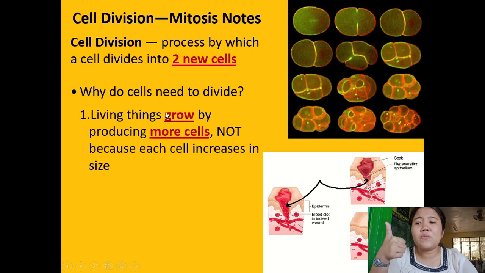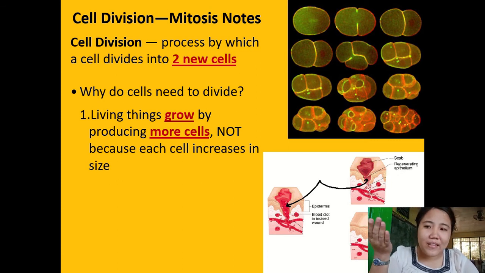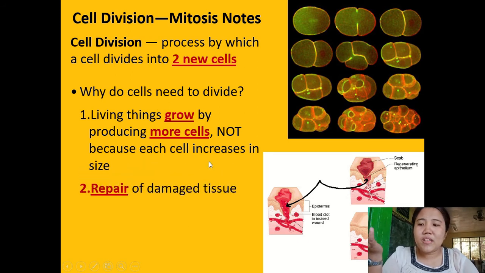Number one reason is that living things grow by producing more cells, not because each cell increases in size. So they need to divide in order for us to grow. If you can still remember when you were still a baby, a toddler, you were 60 centimeters, and you turned out to be 160 centimeters, that process of increasing height is considered a process of cell division. Next would be repair of damaged cells.